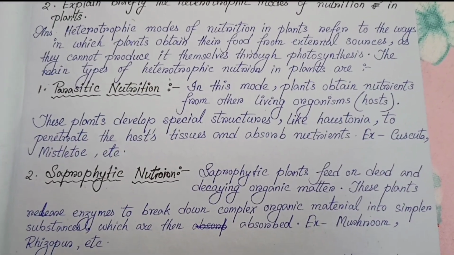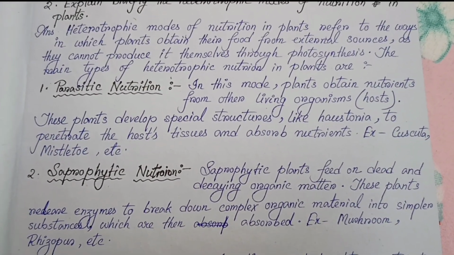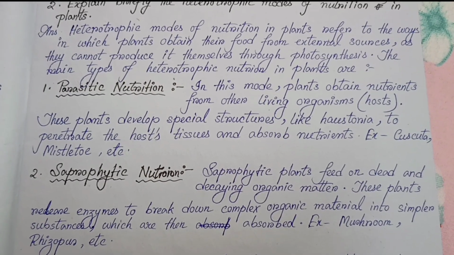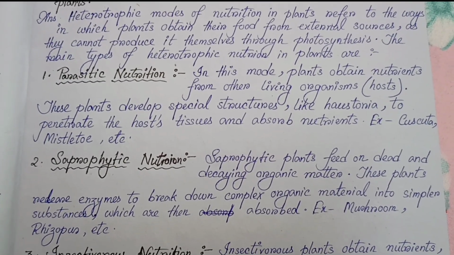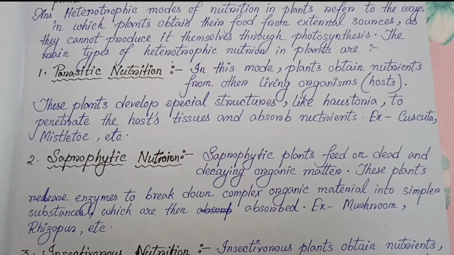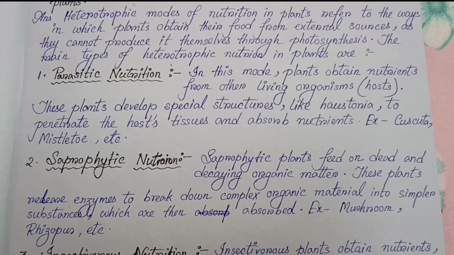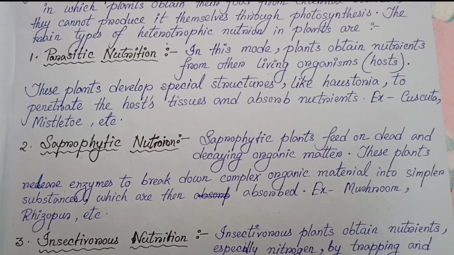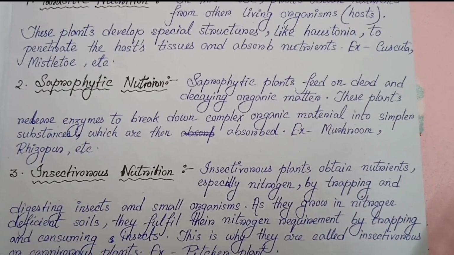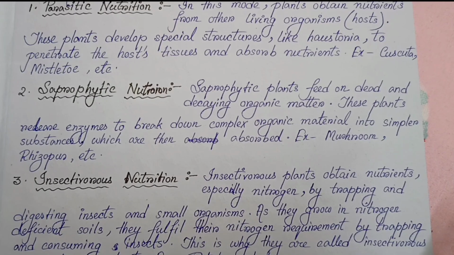Let's explain. In parasitic nutrition, in this mode, plants obtain nutrients from other living organisms. Those are called hosts. These plants develop special structures like haustoria to penetrate the host tissues and absorb nutrients. Example, cuscuta, mistletoe, etc.